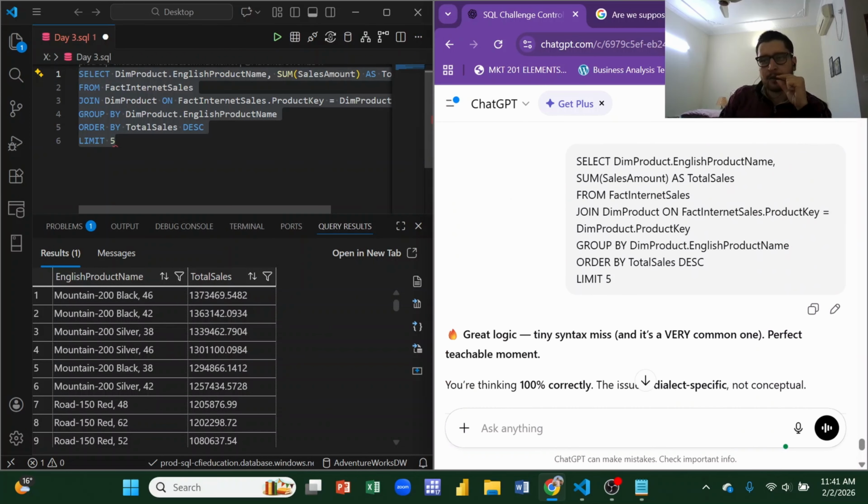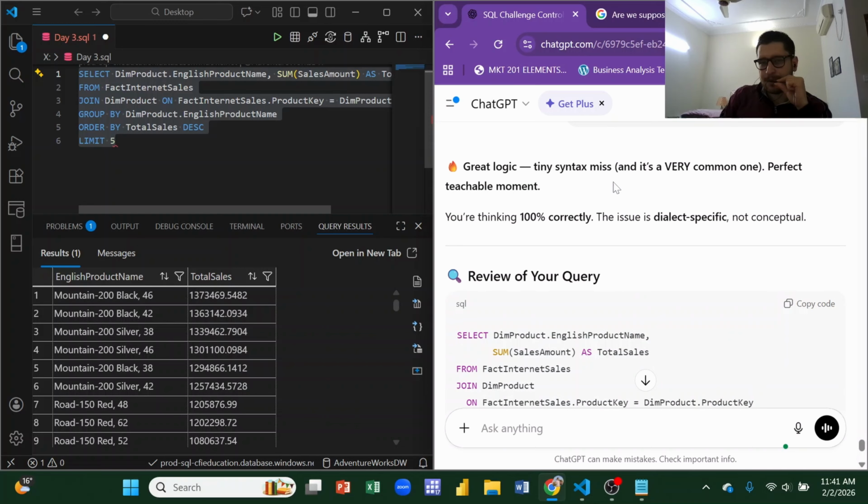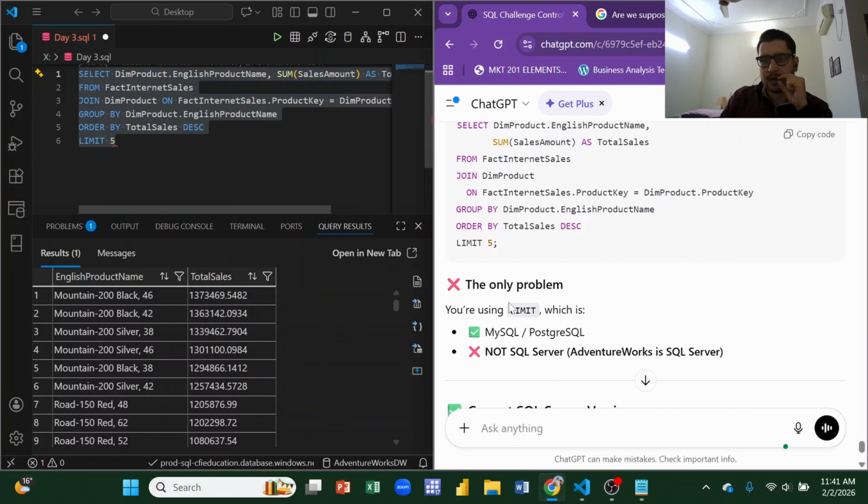But now, after sharing our query with ChatGPT, ChatGPT says it's great logic, tiny syntax miss, and it is a very common one. Okay, that gives me some confidence. Perfect teachable moment. You are thinking 100% correctly. The issue is dialect specific, not conceptual. So there is no problem with my concepts, but there is some issue with the dialect. So it's reviewing my query. The only problem is that you are using limit, which is MySQL and PostgreSQL, not SQL Server.